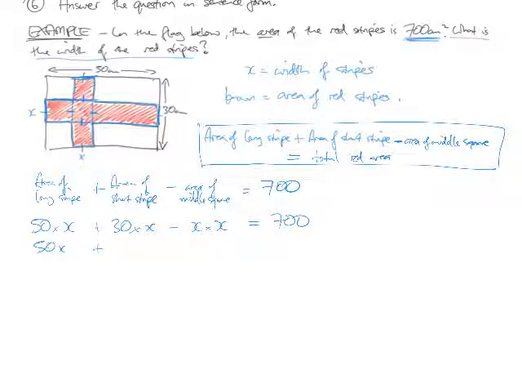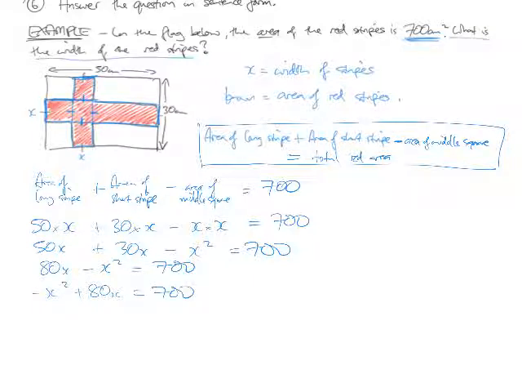So what do we have? 50x plus 30x, take x times by x, which is x squared, is equal to 700. Simplify. 50x plus 30x is going to be 80x, take x squared is equal to 700. Alright, this is looking more like a quadratic. Let's rearrange this. So you've got negative x squared at the front and positive 80x. I haven't changed anything, I just rearranged those. It's equal to 700.